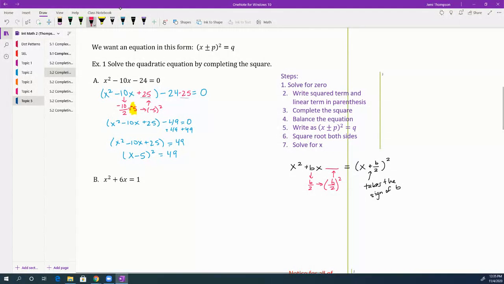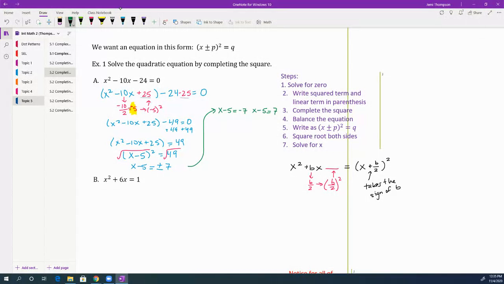To continue to solve, I'm going to take the square root of both sides. So I take the square root of the left and the square root of the right. And when I take the square root of x minus 5 squared, squaring and square rooting cancel each other out. So I'm left with x minus 5. When I take square root of both sides, I get plus and minus. And then the square root of 49 is 7. I'm going to move this up here, make use of my space. X minus 5 then is equal to negative 7, and x minus 5 is equal to positive 7.